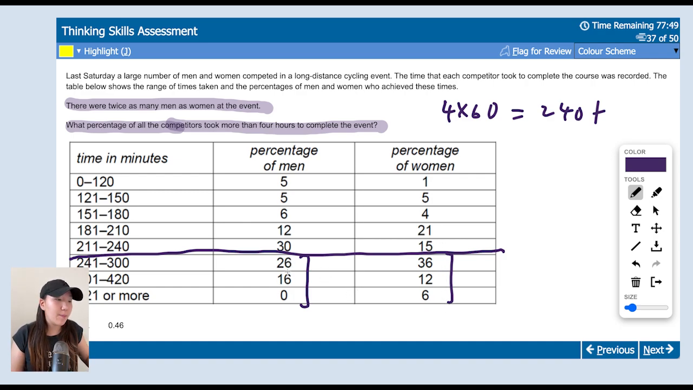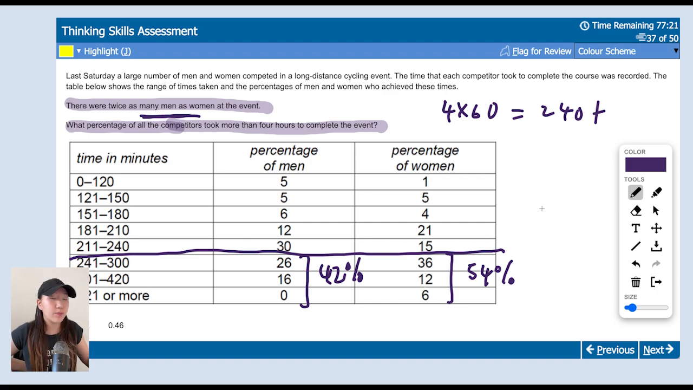So for the men here, we're looking at 42% who actually finished in 4+ hours. And on the women's side, we're looking at 54% who finished above the 4 hour mark. So typically, if this were just a normal question, what you want to do is just add these two together.